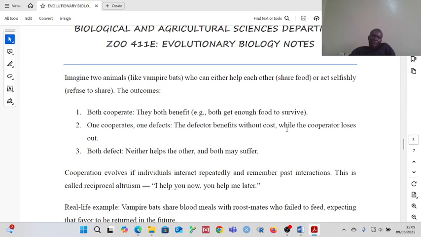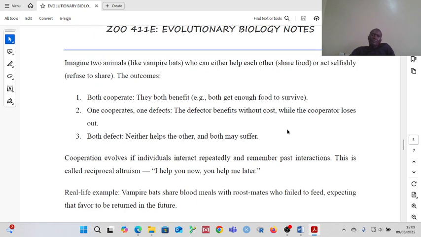So let's imagine two animals, like the vampire bats. Okay? So they can either help each other by sharing food, or they can act selfishly, where they now refuse to share. So the outcomes are possibly three. One, all of them cooperate. So by both of them cooperating, they both benefit. They get enough food, then they are able to do what? To survive.